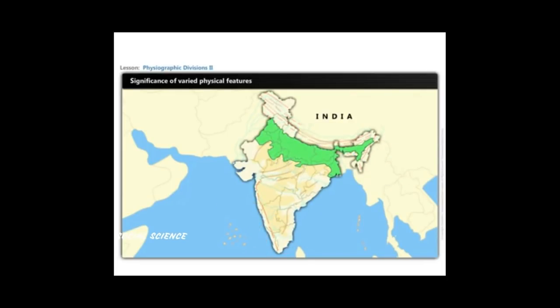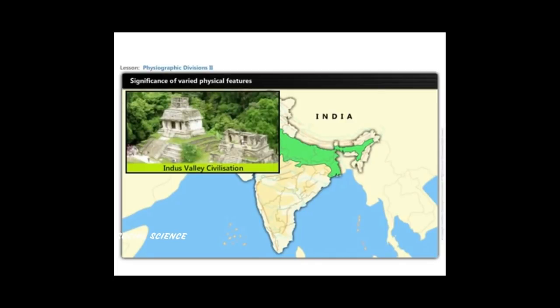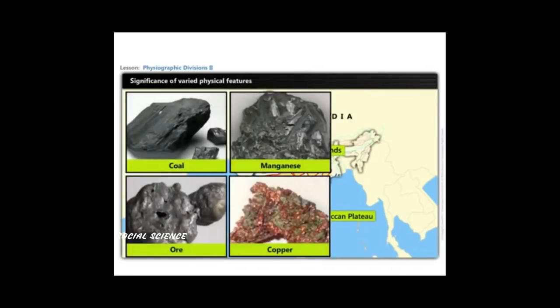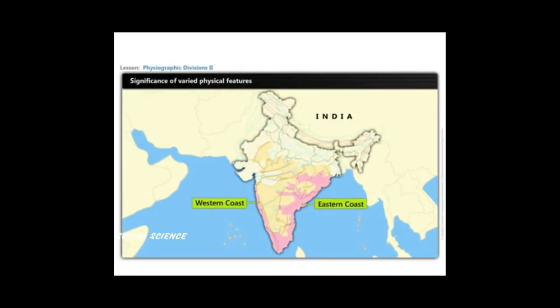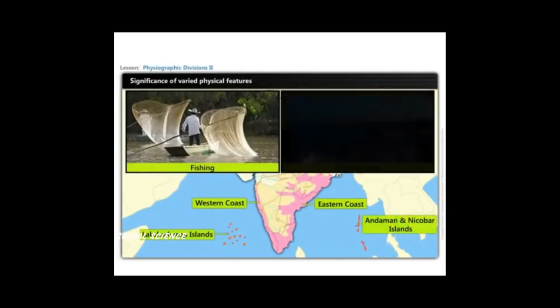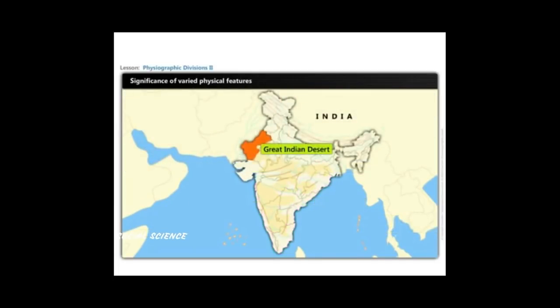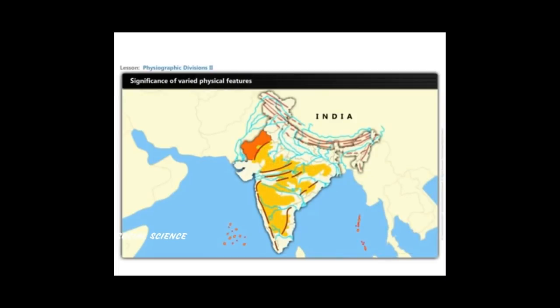The northern plains are the granaries of the country. They also provided the base for early civilizations. The plateau is a storehouse of minerals which plays a crucial role in the industrialization of the country. The coastal region and island groups provide sites for fishing and port activities. Even the vast stretch of desert has the potential of harnessing wind energy. Thus, the diverse physical features of the land have immense possibilities of development.